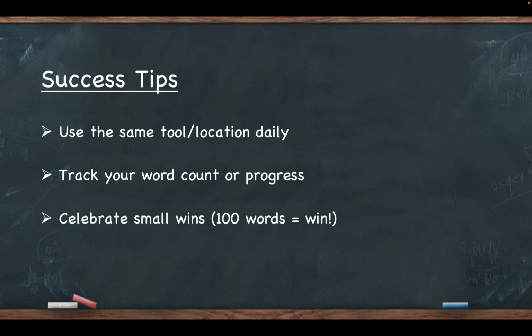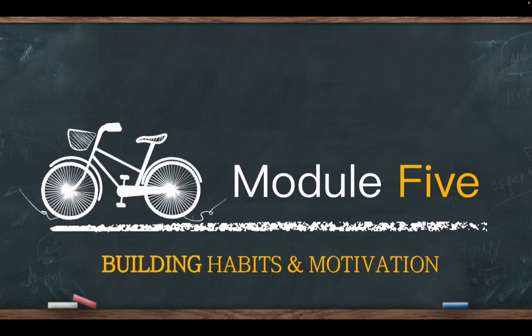Here are some success tips you can keep in mind. Use the same tool and location daily. So if you're going to always write in commute, write in commute. If you're going to always write on your phone, write on your phone. Also, track your word count and progress. Every day you're making progress. Celebrate your small wins. In one day you wrote 100 words. Amazing. Yes, you did it. You've done better than yesterday, even if you wrote 200 words yesterday, and 100 extra words is a plus. So yes, you've done better than what you had yesterday.